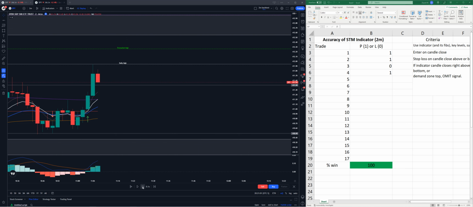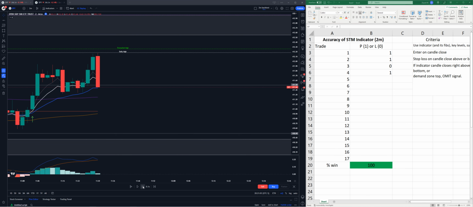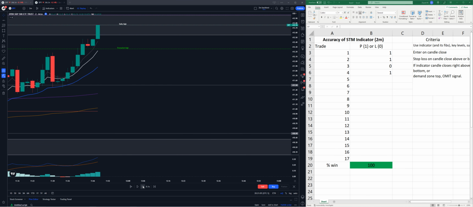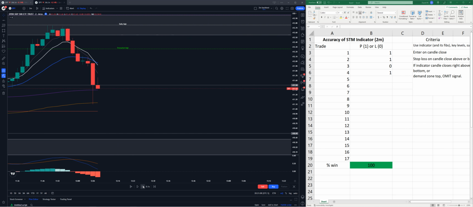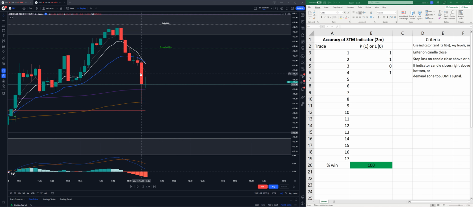And let's continue. Rejection off that demand zone. So yeah, that's why I wait for candle close. You can see that there was a signal there, but it ended up going away.